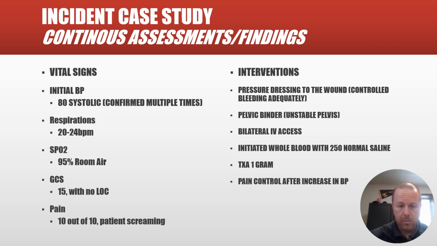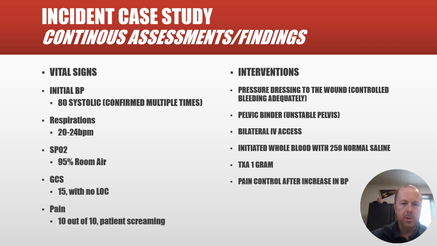But for our interventions, what we ended up doing in the back of the truck was we did direct pressure to the wound, controlled the bleeding adequately. Again, we used that pelvic binder for unstable pelvis. We did bilateral 16 gauges on this patient for IVs. Supervisor arrived on the scene and immediately initiated whole blood. And then we gave a 250 cc normal saline bolus with that as well. And we administered our TXA 1 gram over 10 minutes.